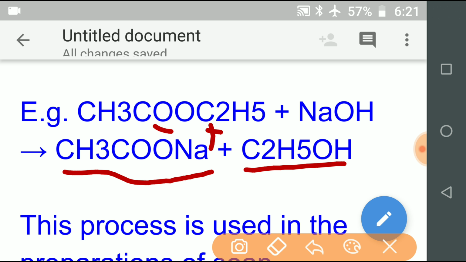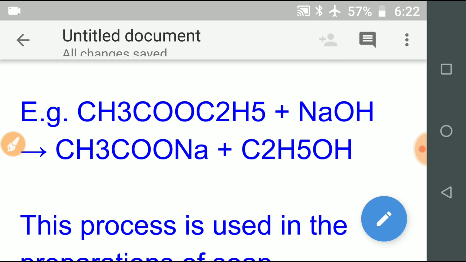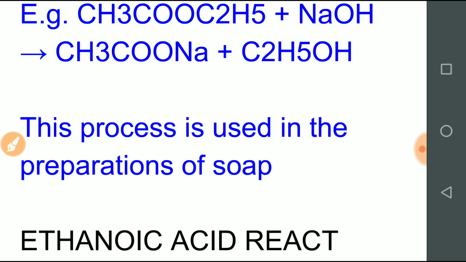That means this is the process of conversion of fat. The ester or long chain fatty acid ester reacts with the alkali, sodium hydroxide, to give rise to ethyl alcohol and sodium acetate. Now this process is used in the preparation of soap. Therefore this process is called saponification. In the examination: what is saponification? Write the equation to show the saponification process.